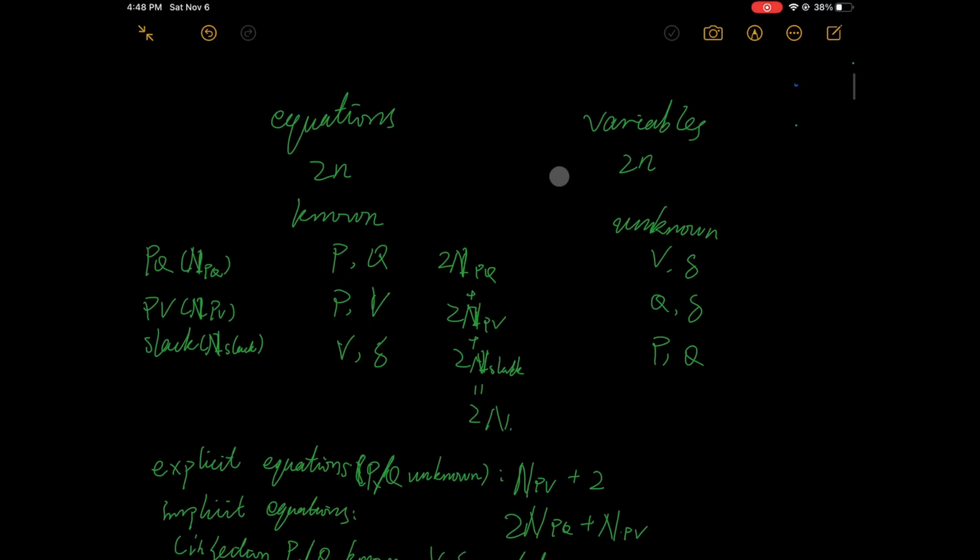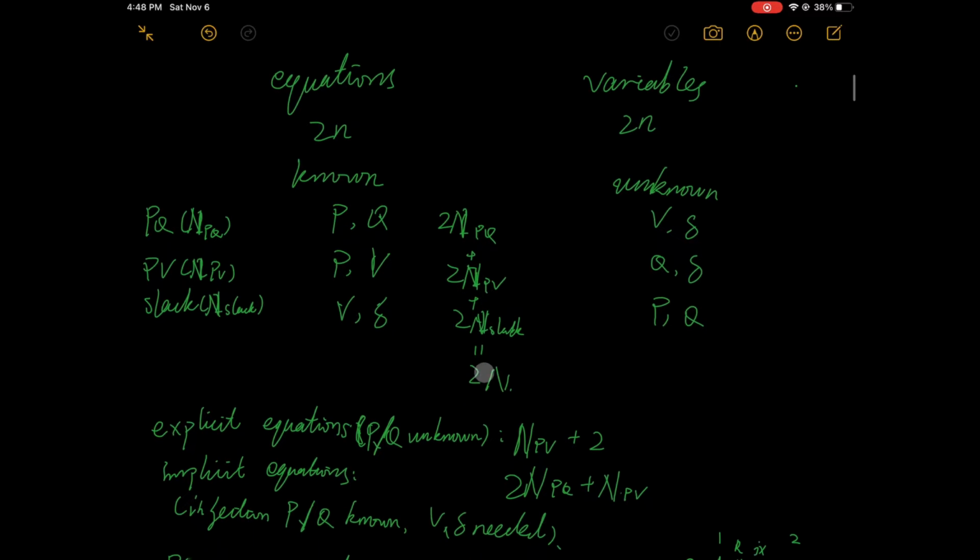We have three types of nodes. PQ node, where P and Q are known, but voltage amplitude and angle are unknown. PV node, P and V known, Q and delta are unknown. If we have a slack node to balance power, we'll talk about that later. Its P and Q are unknown, and V and delta are known. This is the number of each type of nodes.